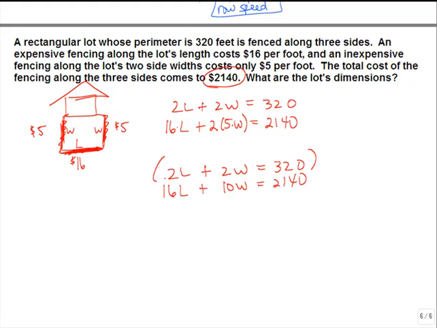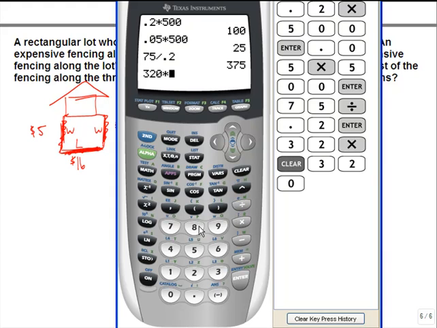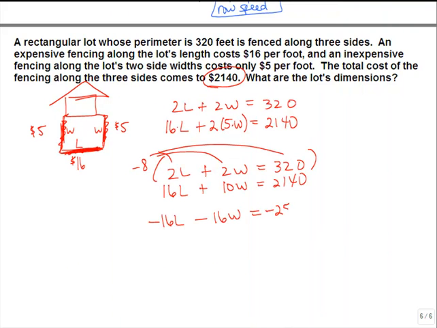Let's say we want to get rid of the L's. So if this is a 16 on the bottom, I want to make this top one a negative 16, and I can do that by multiplying through by negative 8. So let's go ahead and do that. That means this top equation becomes negative 16L minus 16W equals, and I need my calculator here, 320 times 8 is 2560, and that's negative. The bottom equation I'm not doing anything to. I'm just going to recopy it.